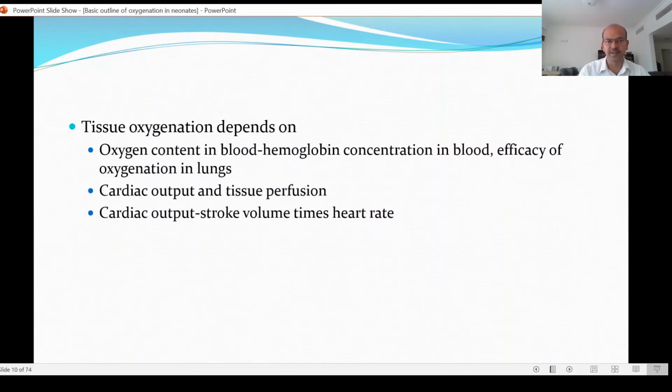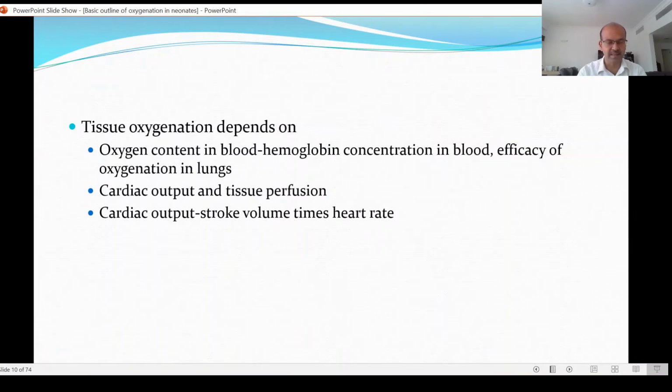So now we spoke of oxygen uptake into the blood and carriage in the hemoglobin. Now tissue oxygenation is the actual delivery of the oxygen to the tissue. So it depends on oxygen content in the blood. Oxygen content in the blood depends on how much hemoglobin is there, as well as how effective the oxygenation is in the lungs. So if a baby is anemic, for example, they have a lower content of hemoglobin, and their ability to carry oxygen is limited. To some extent, this is offset by increased cardiac output, as we will discuss, by increasing the heart rate. So anemia causes tachycardia for the same reason.